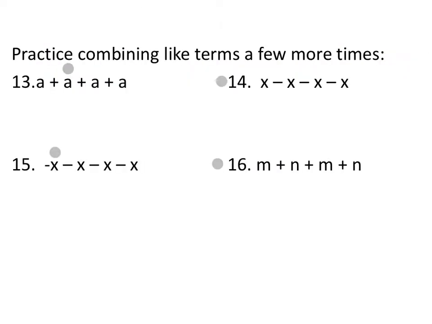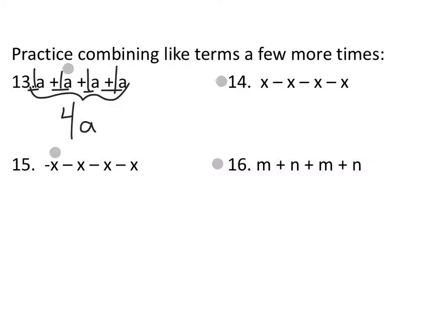All right, here are these 4 problems. Let's go over these very quickly. On number 13, that's not 13.8, that's just number 13. We have all these coefficients of a's, and when we combine these, they're all like terms because they're all a terms. How many of them do we have? There's 1, 2, 3, 4 of them. So 4a is what this would combine into.